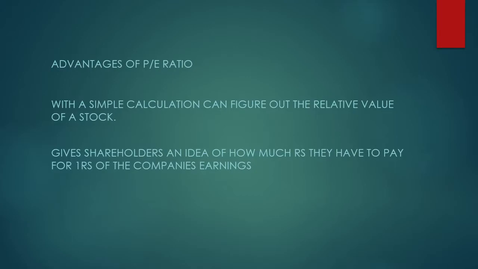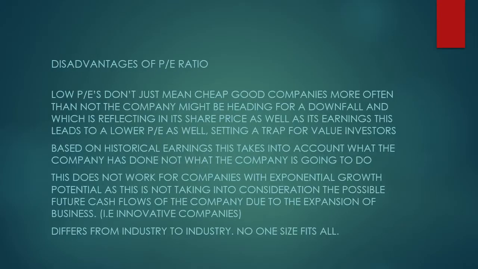But what is the actual drawback of the PE ratio? Since it's a widely used and widely known ratio, it's accepted that a higher PE ratio generally means an overvalued stock and people tend to shy away from investments. But let's take a look at the disadvantage of PE ratio. Lower PEs don't just mean cheap good companies. More often than not, the company might be heading for a downfall, which is basically reflected in the company's share price as well as its earnings. This leads to a lower PE ratio.